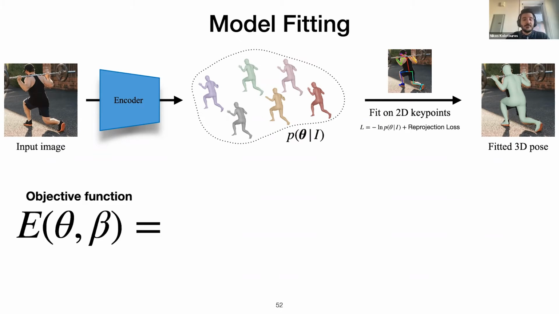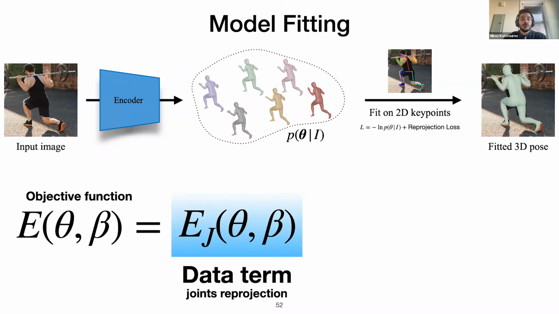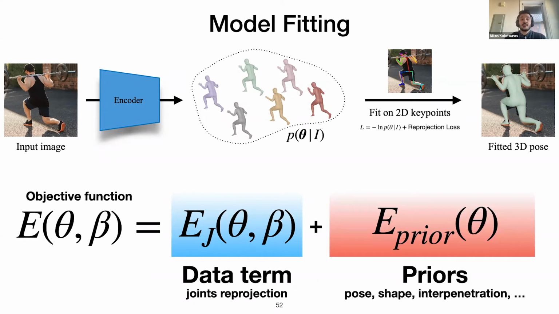Remember that in model fitting, we form an objective that consists of a data term and a set of priors. The data term measures the reprojection error of the model joints. The priors are statistical priors on pose and shape and possible geometry that encourage the validity of the final reconstructions.